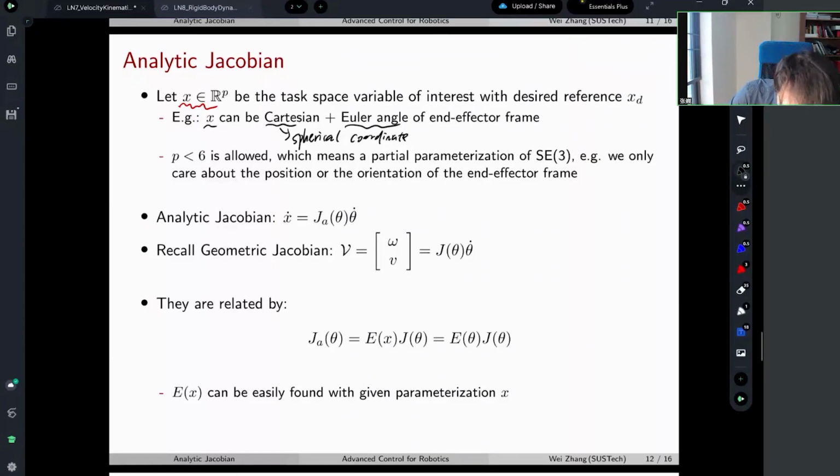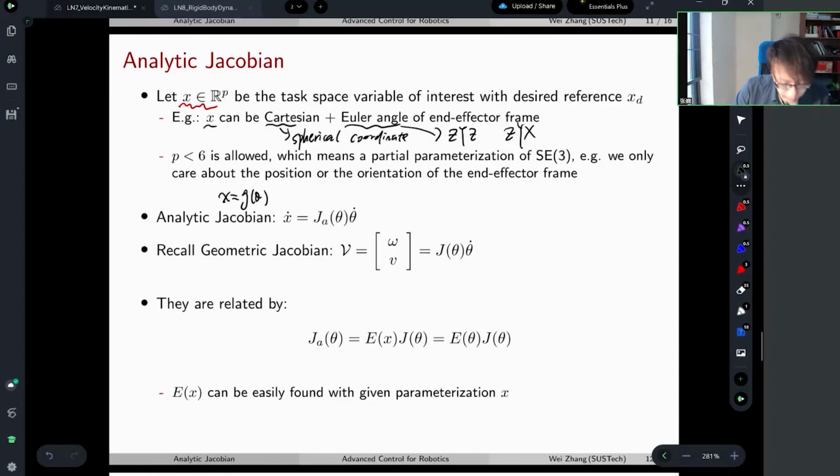This Euler angle can be ZYZ angle, ZYX, many different things. The key is that you need to find, let's call that, x equal to g of theta. You need to find this function g. Then you take the analytical Jacobian. This J analytical Jacobian is just partial g partial theta.